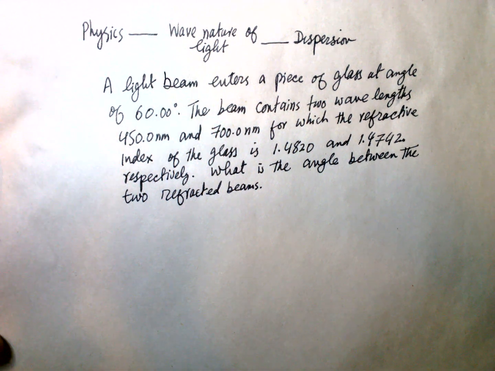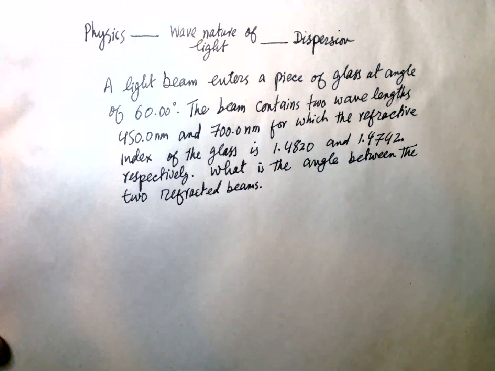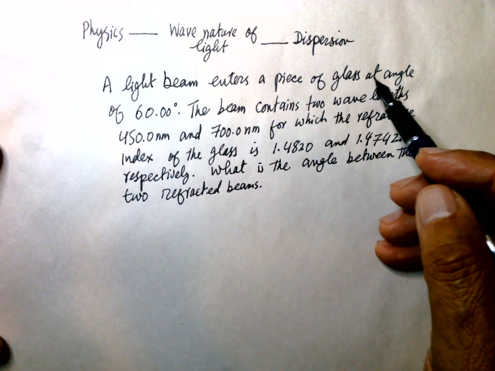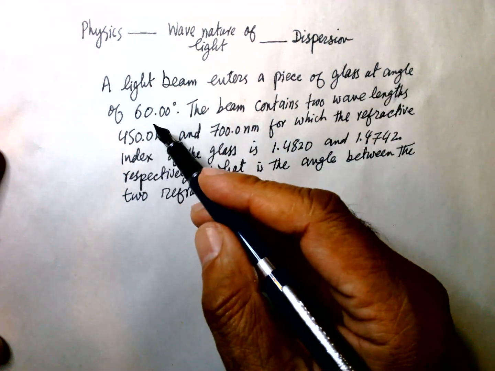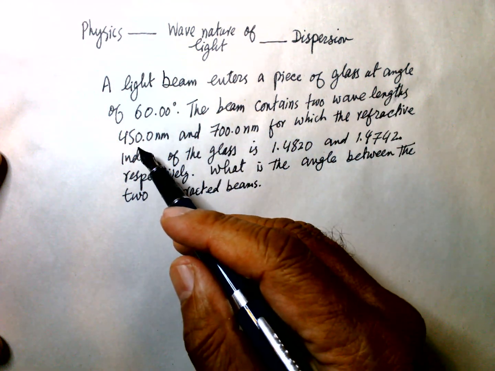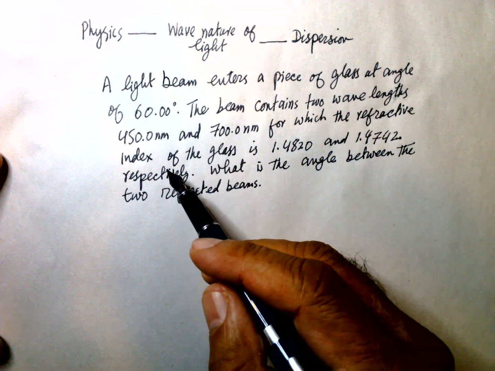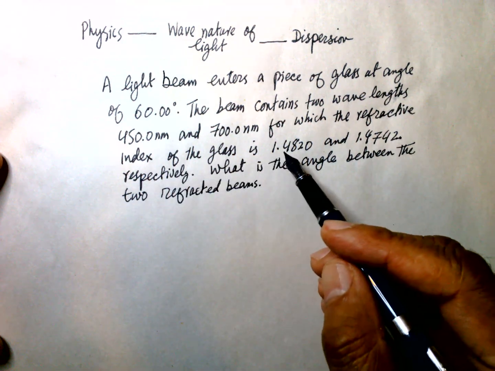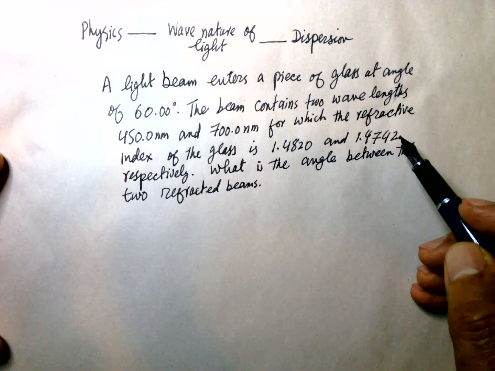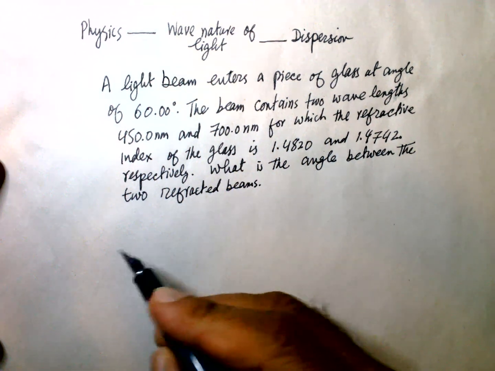Hello physics, wave nature of light, dispersion of light. This is the topic. The problem is a light beam enters a piece of glass at an angle of 60 degree. The beam contains two wavelengths, 450 nanometer and 700 nanometer, for which the refractive index of the glass is 1.4820 and 1.4742 respectively. What is the angle between the two refracted beams?